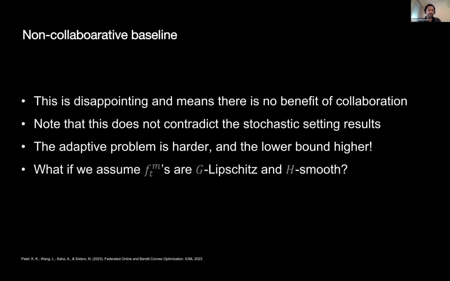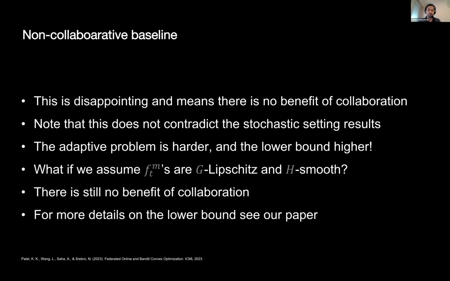Okay, so can you somehow alleviate this by making more assumptions? Like maybe if you make your functions Lipschitz and smooth, then maybe you can benefit from collaboration? No, we show that there's still no benefit of collaboration even if you make them Lipschitz and smooth. And for more details on the lower bound and how these reductions work, we have a big section in our paper which talks about these reductions and how the lower bounds are derived.